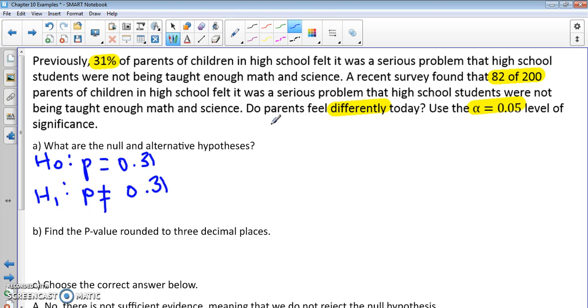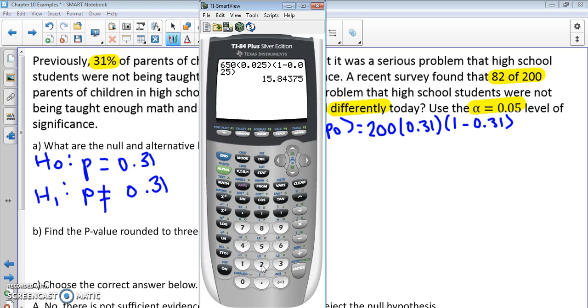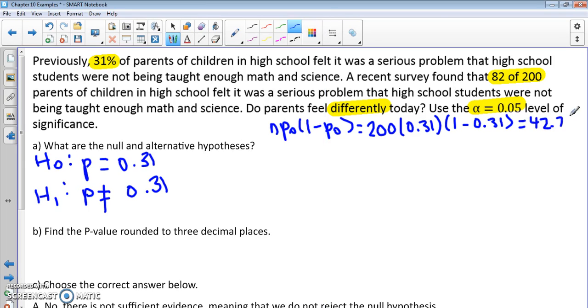So we want to verify that n times p naught times 1 minus p naught is greater than or equal to 10. So 200 times 0.31 times the quantity 1 minus 0.31 gives us 42.78, which is greater than or equal to 10.